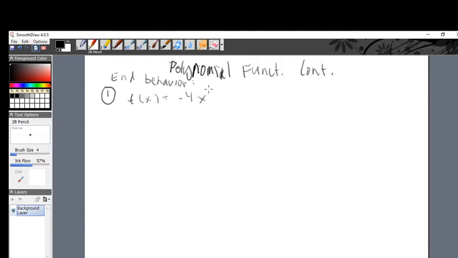4x to the fifth plus 6x to the fourth plus 2x. That'll be one example. Another example, let's say I give you as follows: what if it is 3x to the sixth plus 2x to the 5, etc. So here's our leading coefficient, and here's our leading term, right? So look at the leading terms.